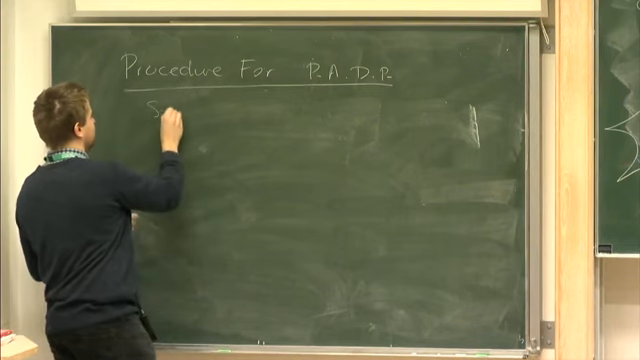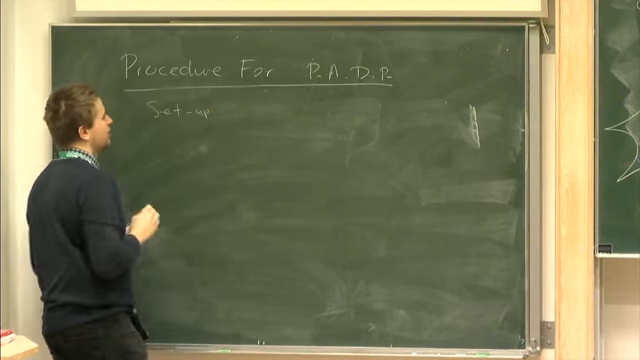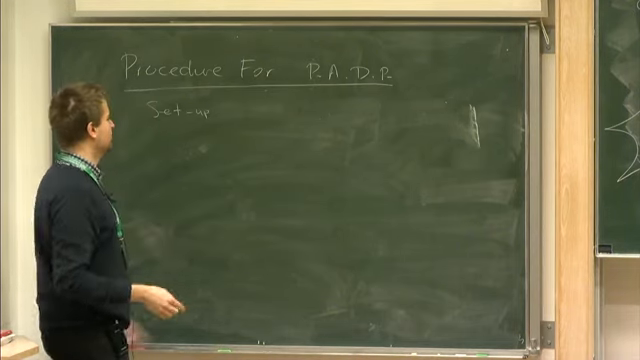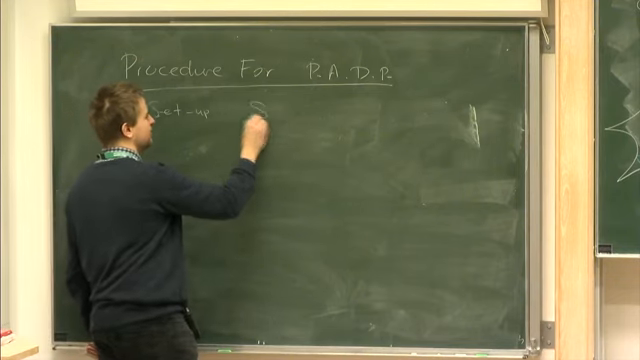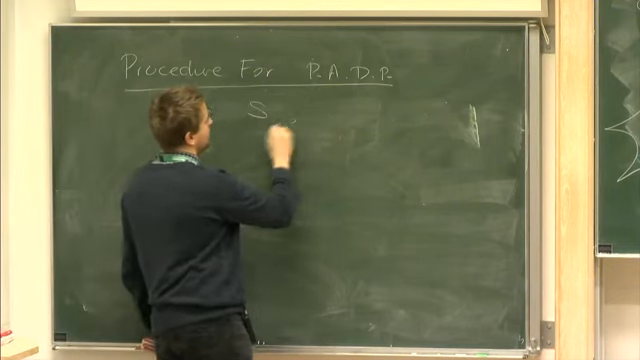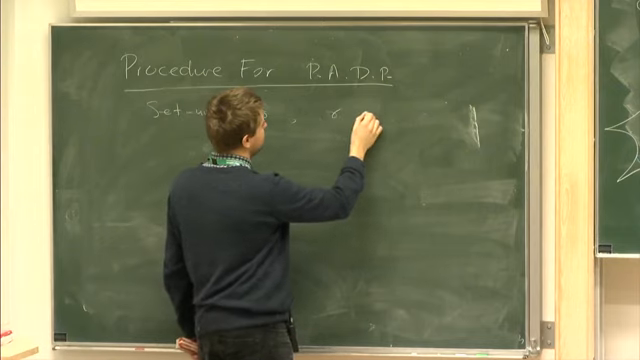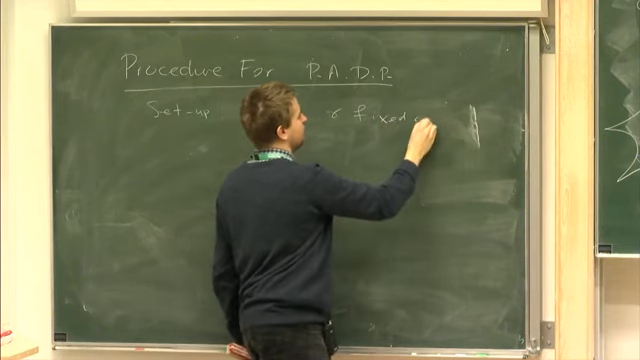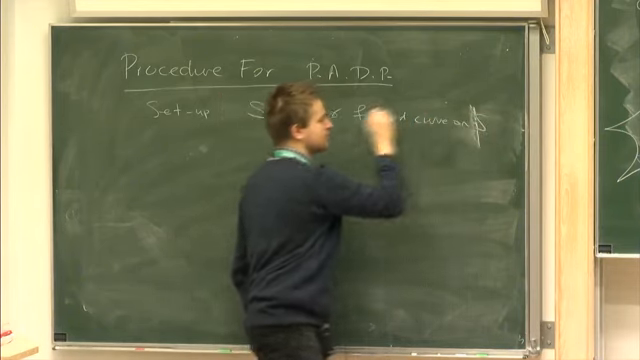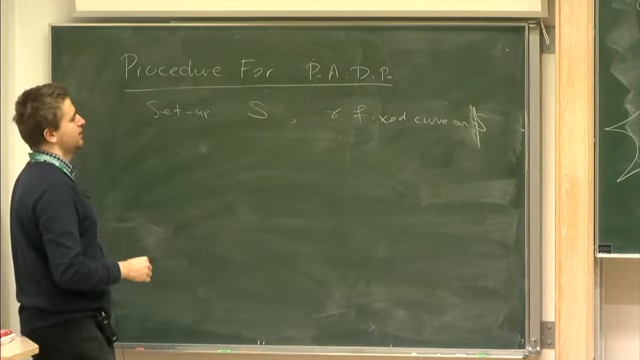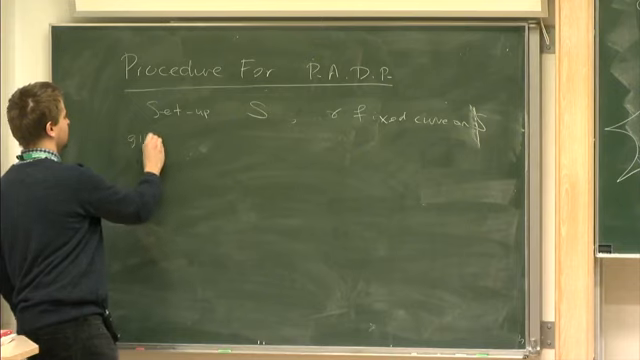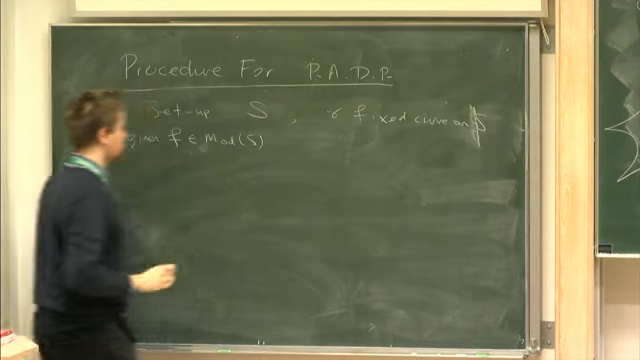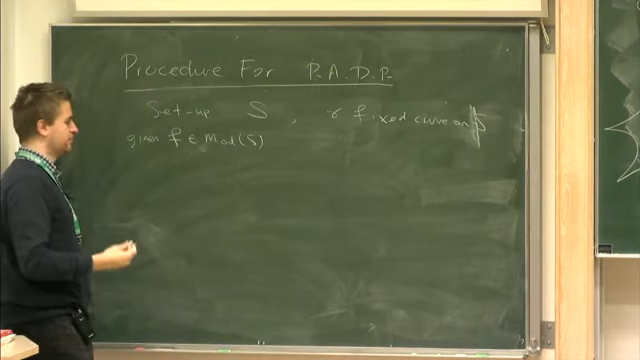So what's the setup? I'll get into the nitty-gritty later, but I'll just say what the overall setup is. You've got your surface S and it's fixed, and gamma is a fixed curve on the surface. And then you're given a mapping class f, and I'll tell you what to do.